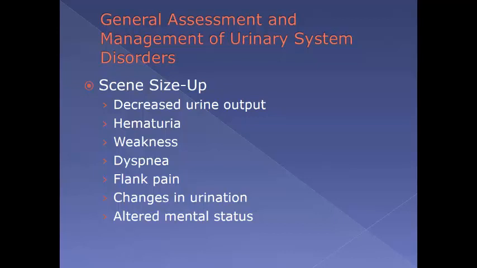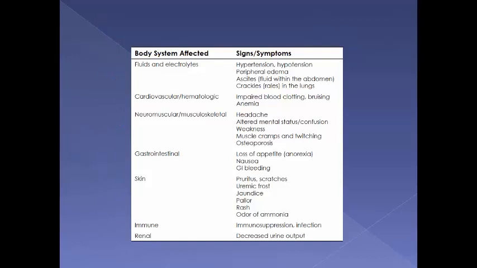They're not usually measuring their output, but what we want to find out is, are you urinating more or less than normal? All right, we're going to ask about any blood in the urine, any hematuria. We're going to ask about any weakness, dyspnea, any flank pain, changes in urination in general, altered mental status, anything like that. Those are all things that we want to find out because they can lead back to or hint at a urinary problem.